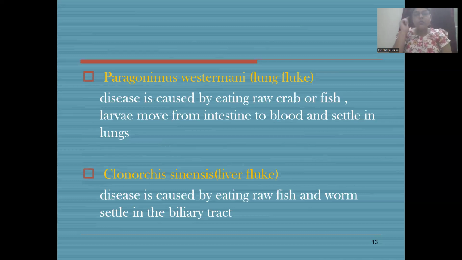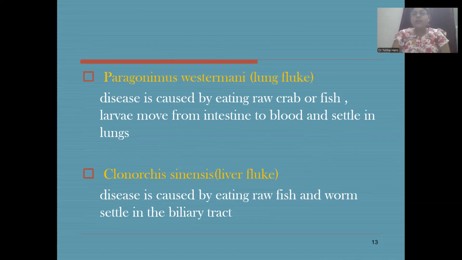So Paragonimus westermani is the lung fluke. It infects the lung, and it occurs by eating raw crab or fish. Larvae move from the intestine to the blood and settle in the lungs.